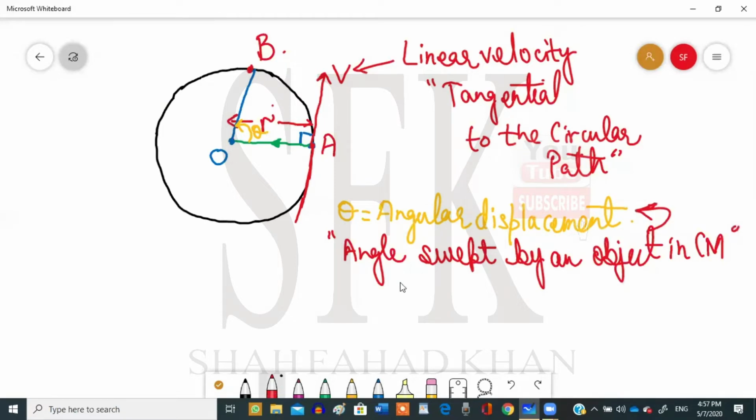This definition of angular displacement was once asked for 1 mark. The key term was the angle swept. This was the key term that carried the mark. So what is angular displacement? It is simply the angle which this object covers while it moves over this black circular path, the angle that it makes with the center, in between the two radii of the circle. So this was angular displacement.